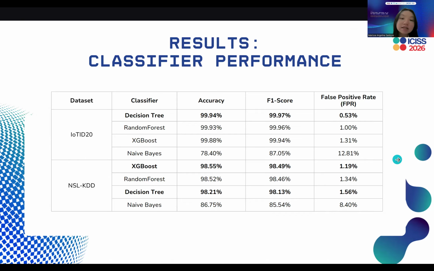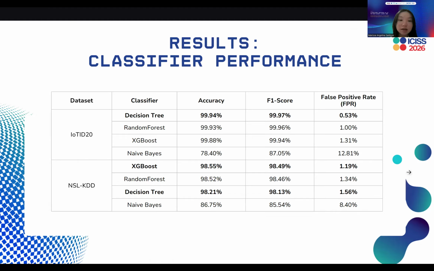On NSL-KDD, XGBoost led with 98.55% accuracy, followed by random forest at 98.52% and decision tree at 98.21%, all within about half a percentage point of each other. Naive Bayes again trailed at 0.75%. The key takeaway: our lightweight decision tree is genuinely competitive with heavier ensemble methods, and it's the one that's actually deployable on constrained edge hardware.